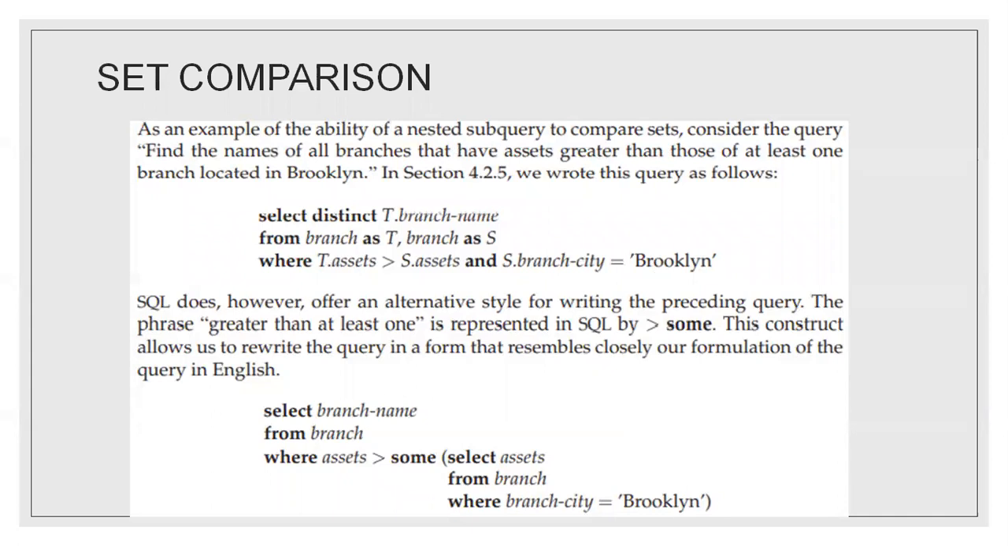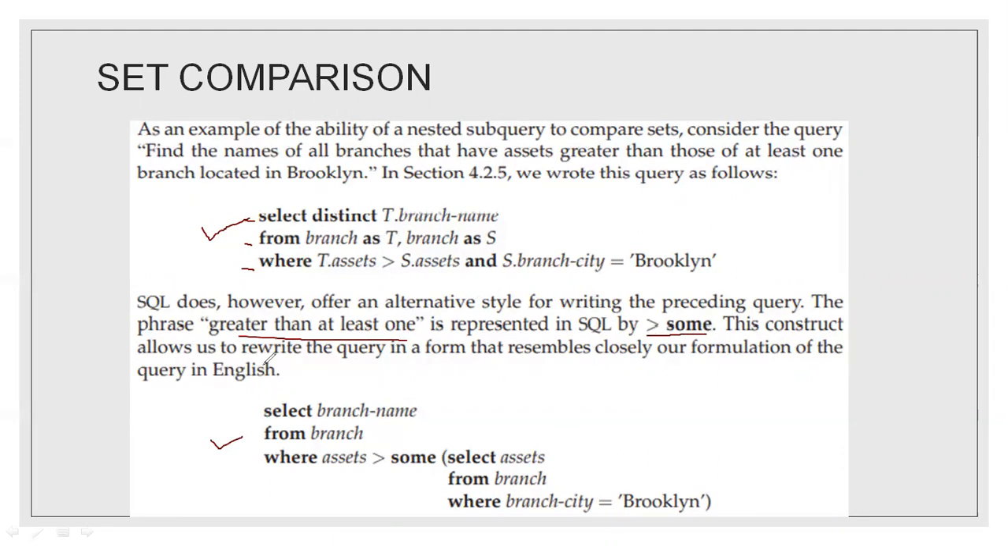select distinct T dot branch name from branch as T, branch as S, where T dot assets is greater than S dot assets and S dot branch city equal to Brooklyn. So this is going to give the same result as this query. Now SQL does, however, offer an alternative style for writing the preceding query. The phrase greater than at least one is represented in SQL by greater than some.